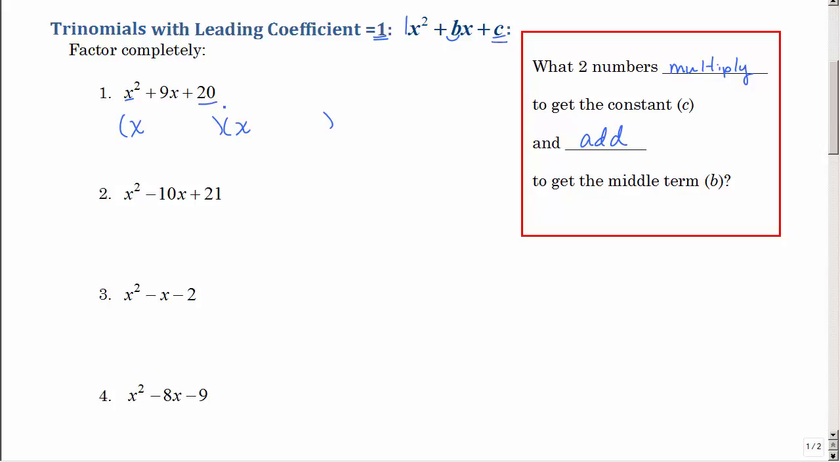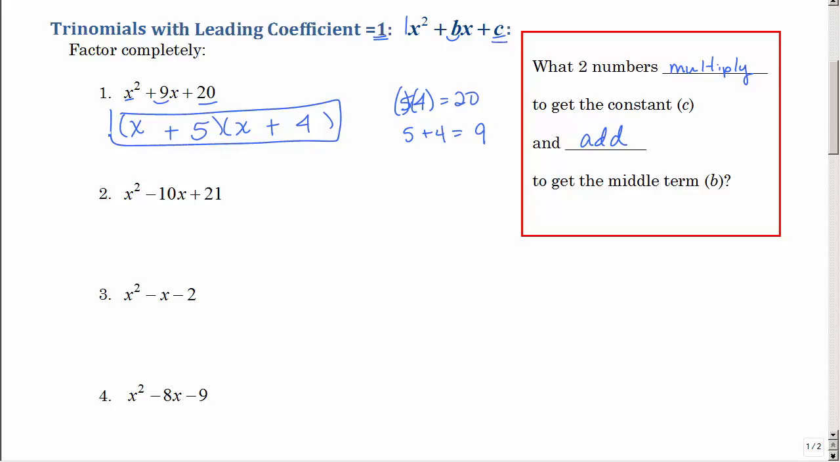Now, what two numbers multiply to get 20 but add to get 9? 5 times 4, doesn't matter where you put it, and they both have to be positive, because 5 times 4, if I multiply that together, I get 20, and if I add 5 plus 4, I get 9. You could check it by multiplying out your answer and getting back to where we started from.